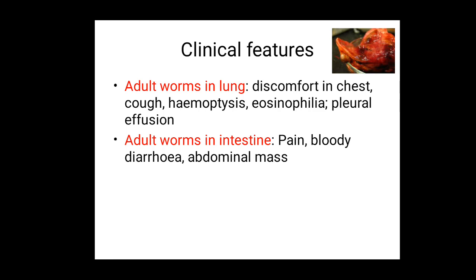It looks like tuberculosis clinical features only. If you remember tuberculosis, where there is a cough, hemoptysis is there in the tuberculosis also, discomfort may be there in the tuberculosis, so it presents like a tuberculosis only. It is one of the very important differential diagnoses for pulmonary tuberculosis, Paragonimus westermani. So this is because of the adult worms in the lung. Adult worms in the intestine, they cause pain, bloody diarrhea, and abdominal mass.